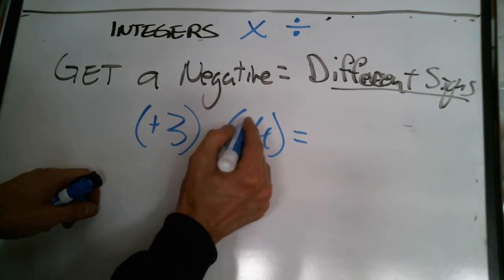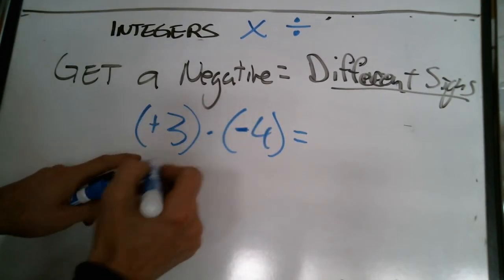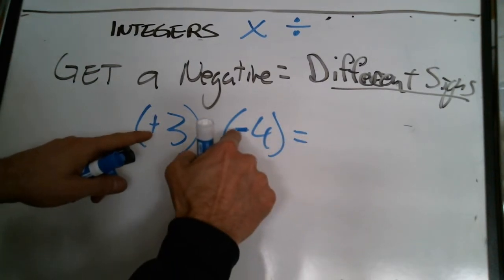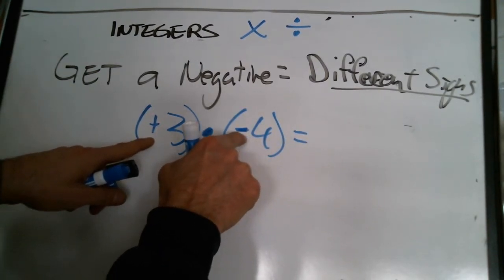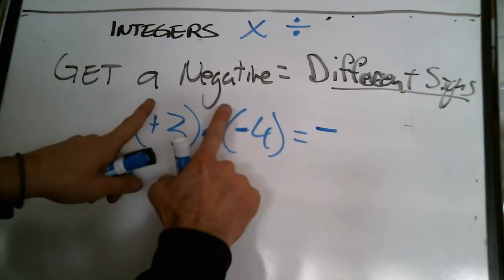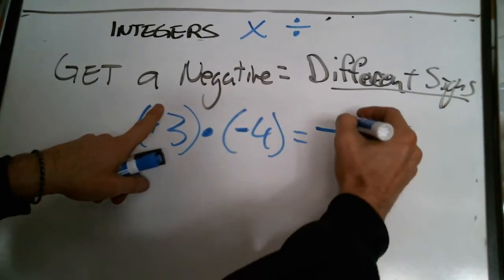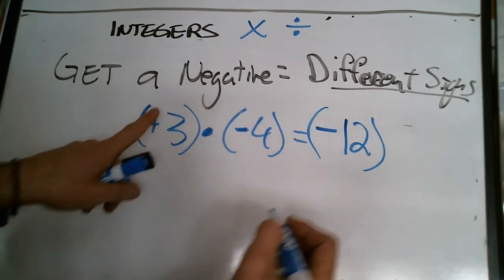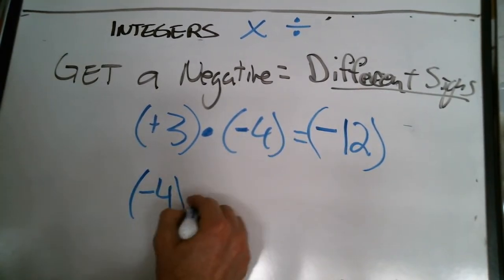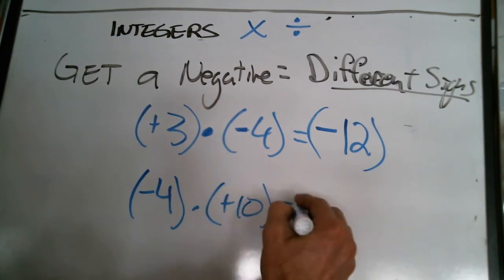You see him? He's so lonely. He's sitting all alone in the back, watching his friends put their hands in the air and scream. He's all alone, doesn't have a little buddy to make a positive. Different sign, negative. Now what is 3 times 4? It's 12. So there's 2 steps. All you're doing is looking. We'll do one more. Let's do negative 4 times positive 10.